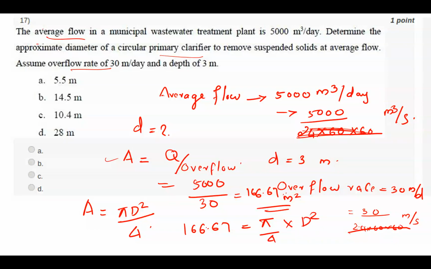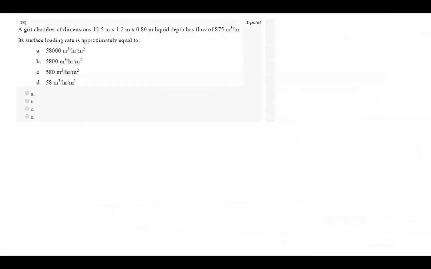So calculate this d from here. What is the d? Yes, right. Let me also calculate. 14.5 is the answer. Calculated? Any doubt? Okay, then next question.